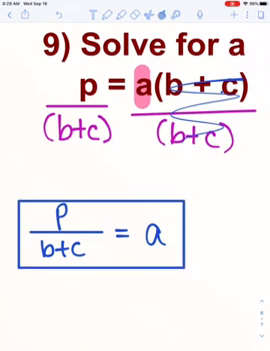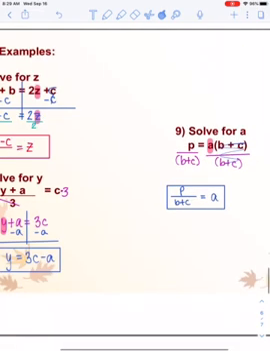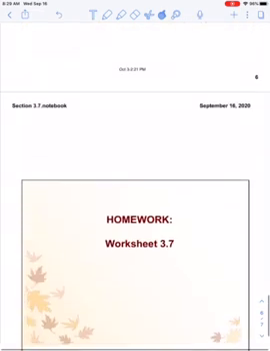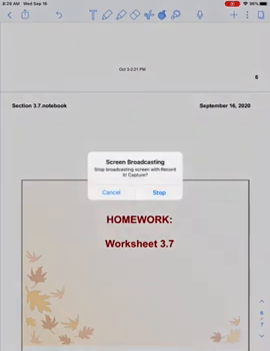And it was relatively simple once I realized that I didn't want to distribute. I just needed to divide by the whole chunk all at one time. Okay, you are going to do your worksheet 3-7 and let me know if you have any questions.